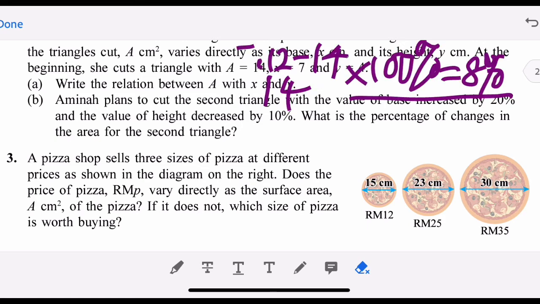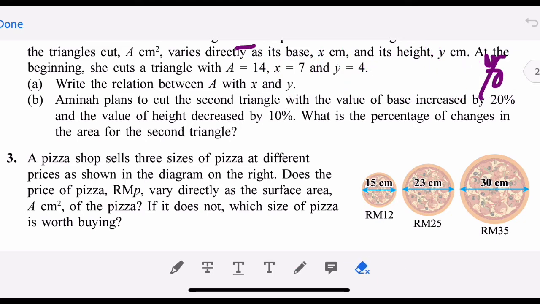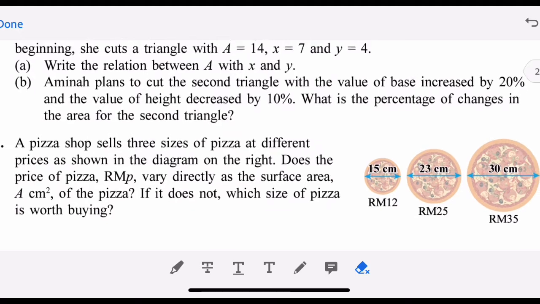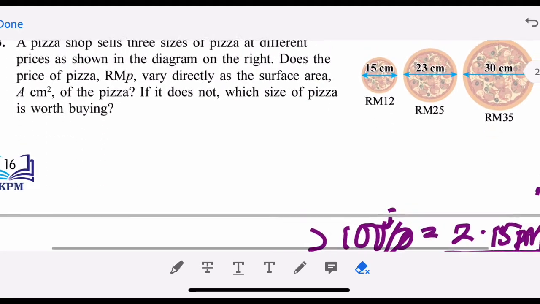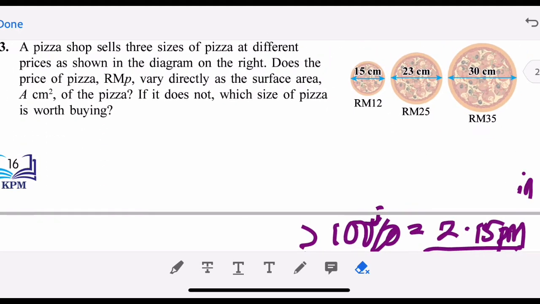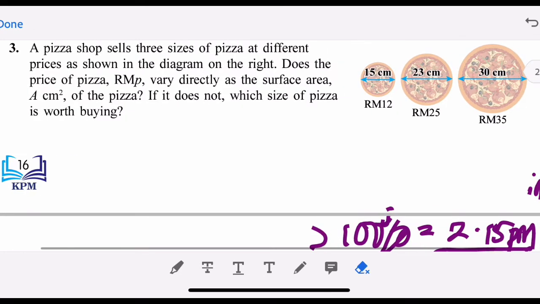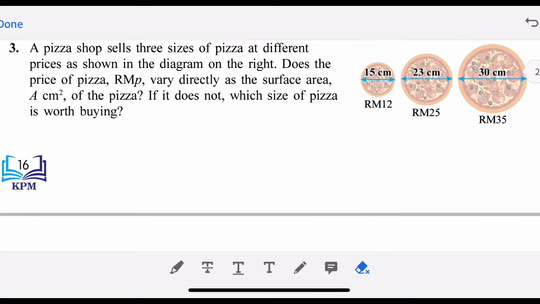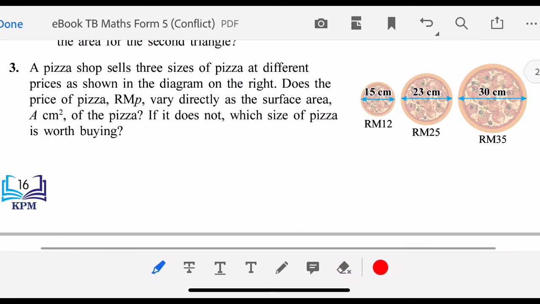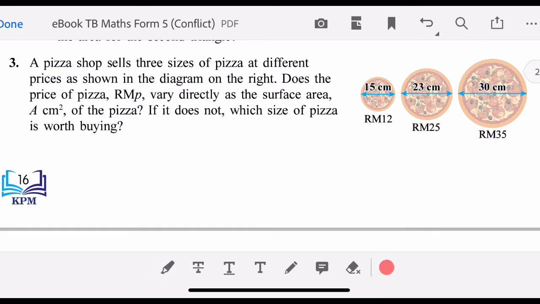Alright, understand? Okay, so I'm going to discuss another one, which is question number 3. This is a hot question. So let's see how to do it. Question number 3 is quite challenging. So let's understand the question first.